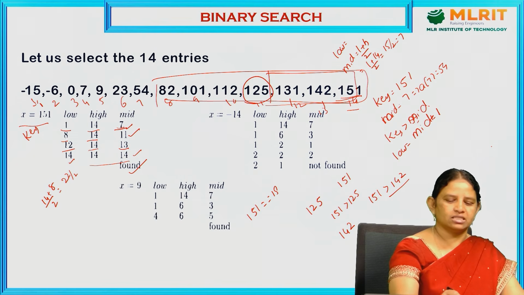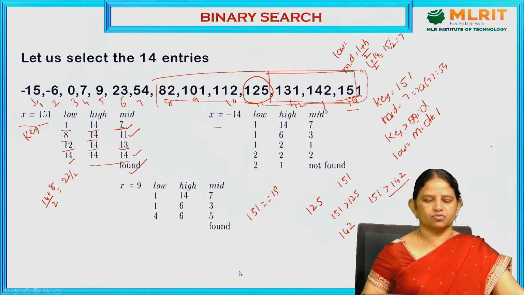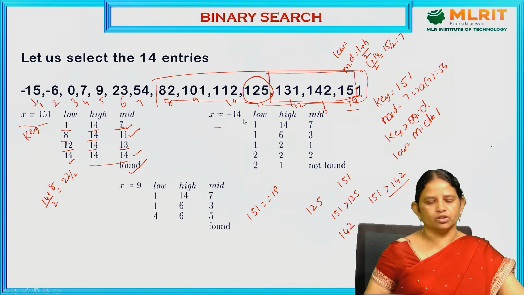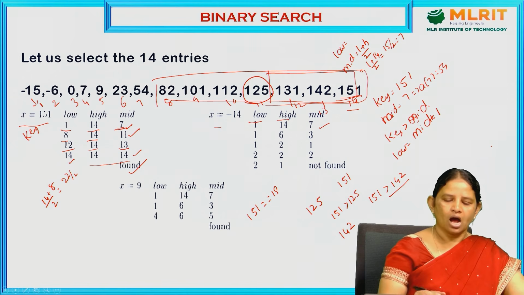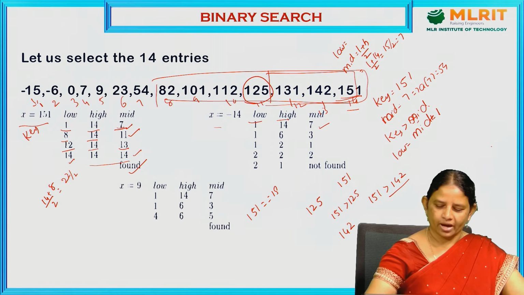Now consider the same thing, with x equal to minus 14. What is low? Low is 1. High is 14. Mid equal to 7. After that we need to compare. Minus 14 is the key element.